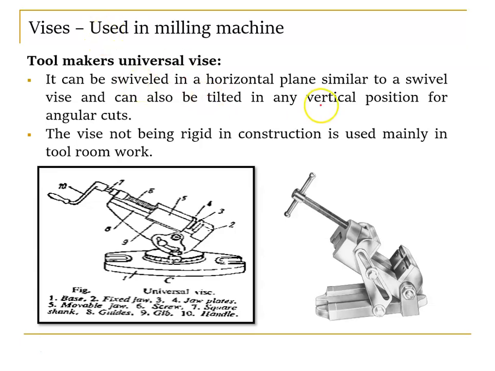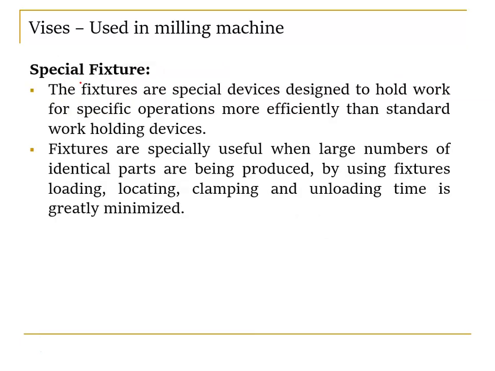So it can be swiveled in a horizontal plane, similar to a swivel vise, and can also be tilted in any vertical position for angle cuts. The vise is not rigid in construction. It is used mainly in tool room work. So generally we use it in the tool room. Apart from this we have other fixtures.